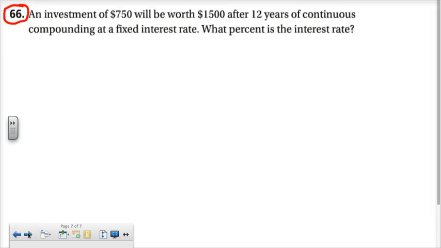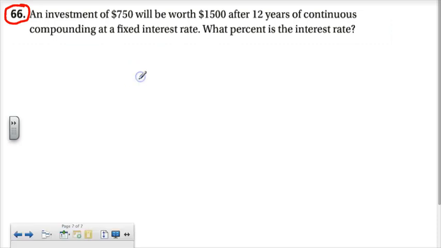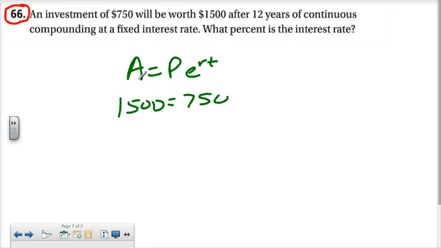Number 66 says an investment of $750 will be worth $1,500 after 12 years of continuously compounding. Continuously compounding is our sticky green shampoo formula, PERT. Now I just sang a little song about how unhappy I am with my smartboard, but let me get going on this again. When we have continuously compounding, that's going to be our stinky green shampoo formula, PERT. And we want $1,500, starting with $750. Interest rate we don't know, but we know it took 12 years.